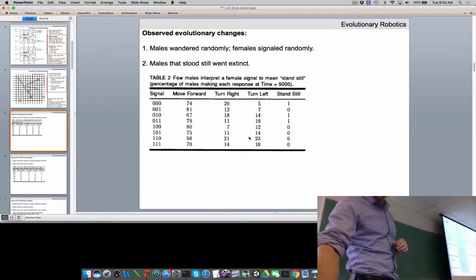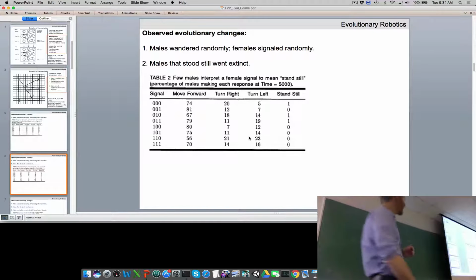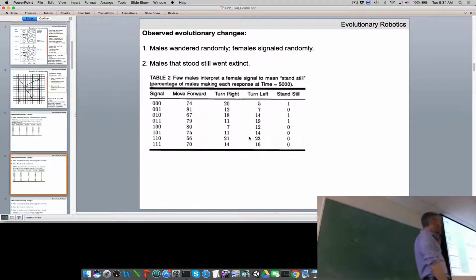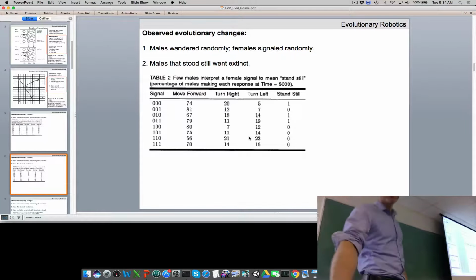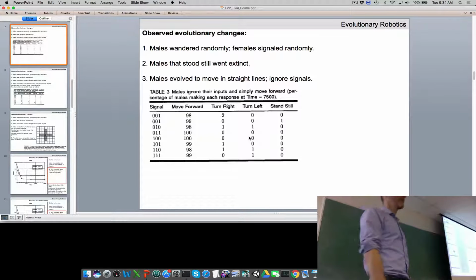So let's see what happens. This is what happens at time step 5,000. As you will see as we go through this experiment, there are a lot of similarities between these male agents and human male behavior. I don't know if the investigators did this on purpose, but here you can start to see our male agents doing something that human males tend to do, some of us at least. What's happening? Let's go a little bit further forward. What's happening at time step 7,500?